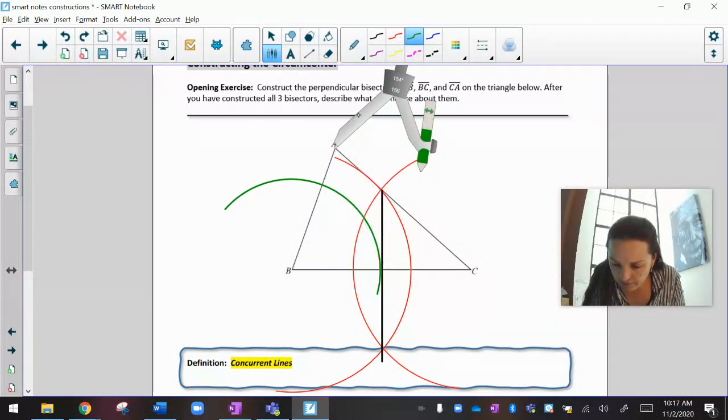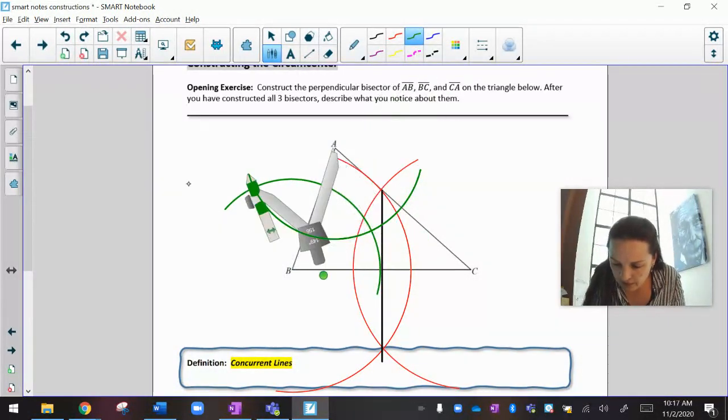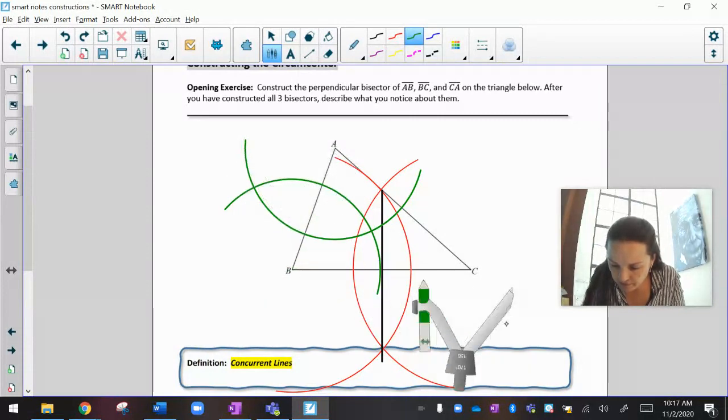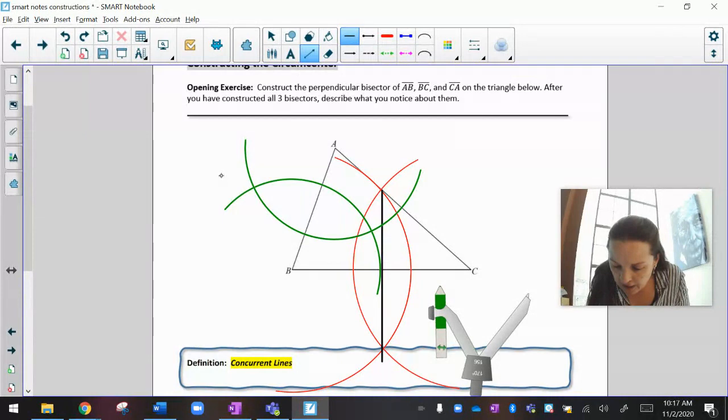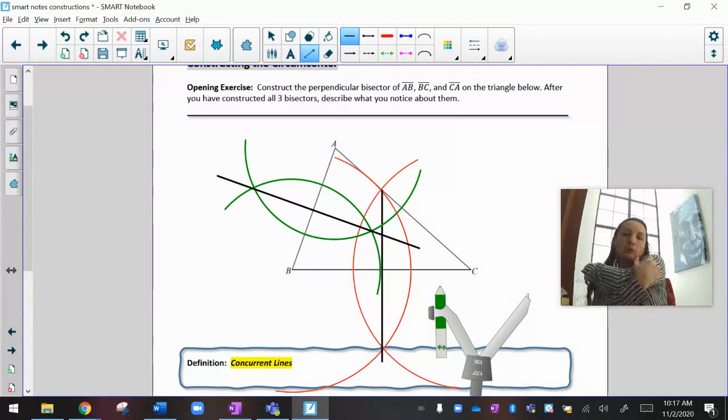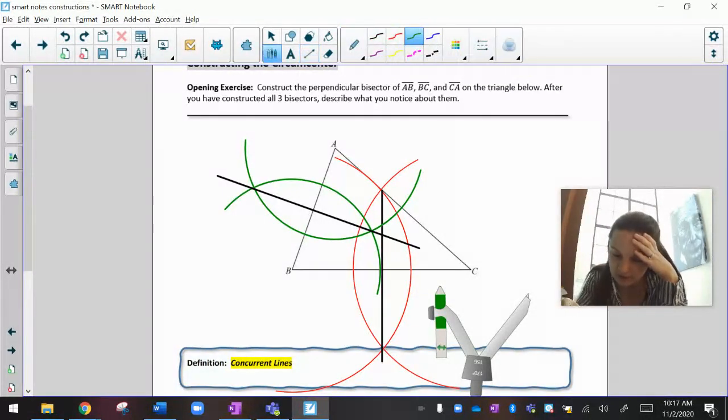That one and this one. And then I'm going to connect the dots again. And this time what I'm going to do is extend it until it crosses the other one. Okay. So I have a longer perpendicular bisector. All right, that's good. And then last but not least, let me change to blue.